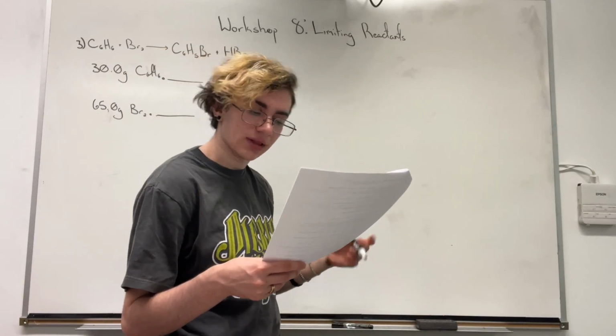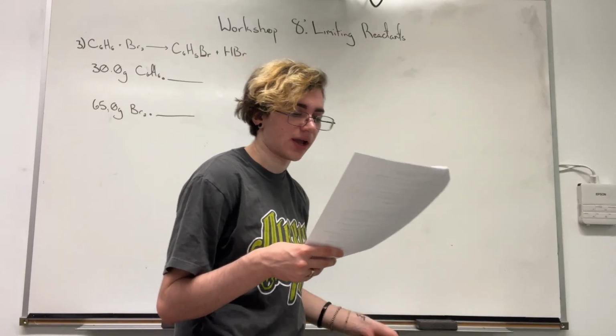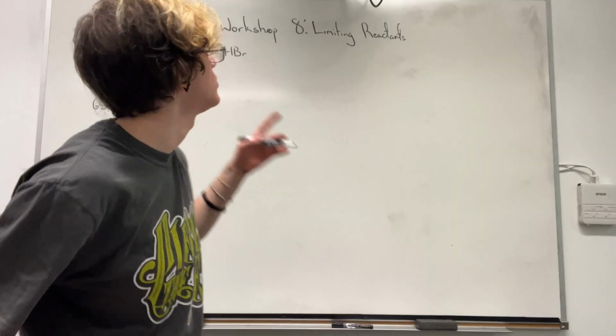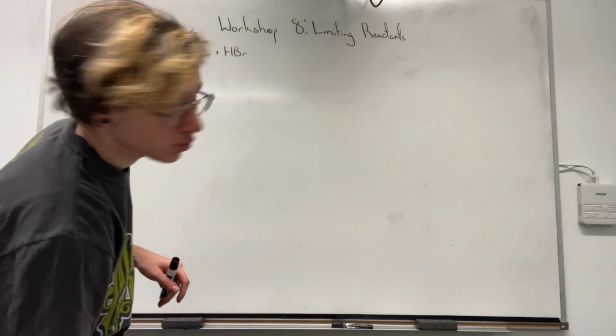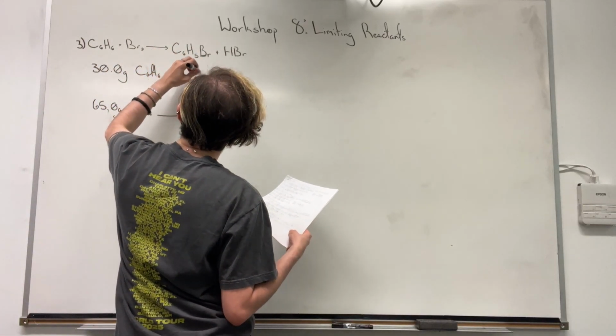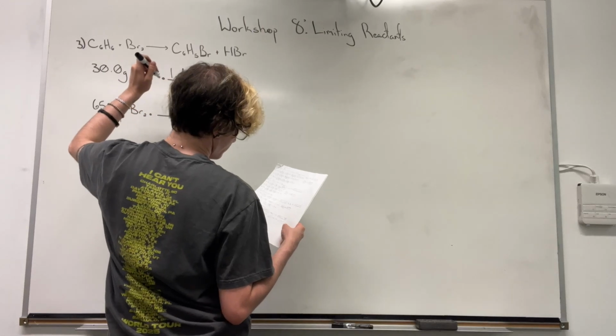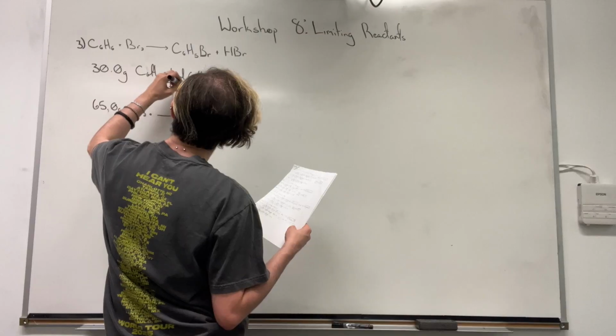Same as the last two. Limiting reactant, excess reactant, find and label theoretical yield, determine amount of excess, calculate percentage. So it's the same work as before. Getting these into grams, 1 mole of benzene, I have a molar mass of 78.12.